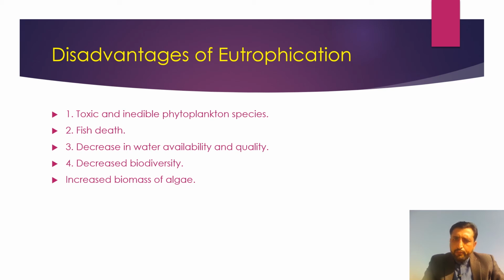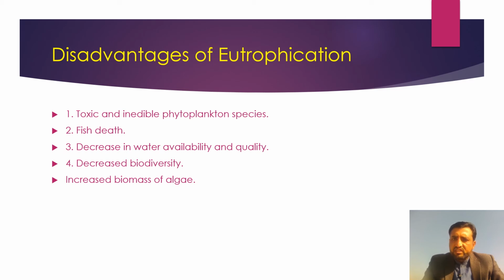Eutrophication causes fish death and eliminates the fish population from water. The third major effect is decrease in water availability and quality. As I have already mentioned earlier, eutrophication diminishes the water holding capacity and finally the whole water body. So the quality and availability of water is largely decreased due to the process of eutrophication.